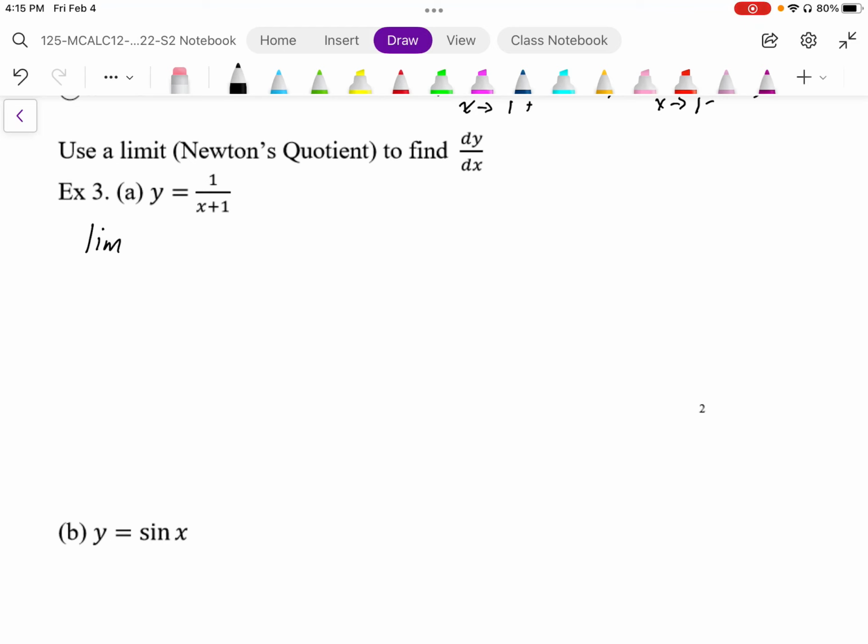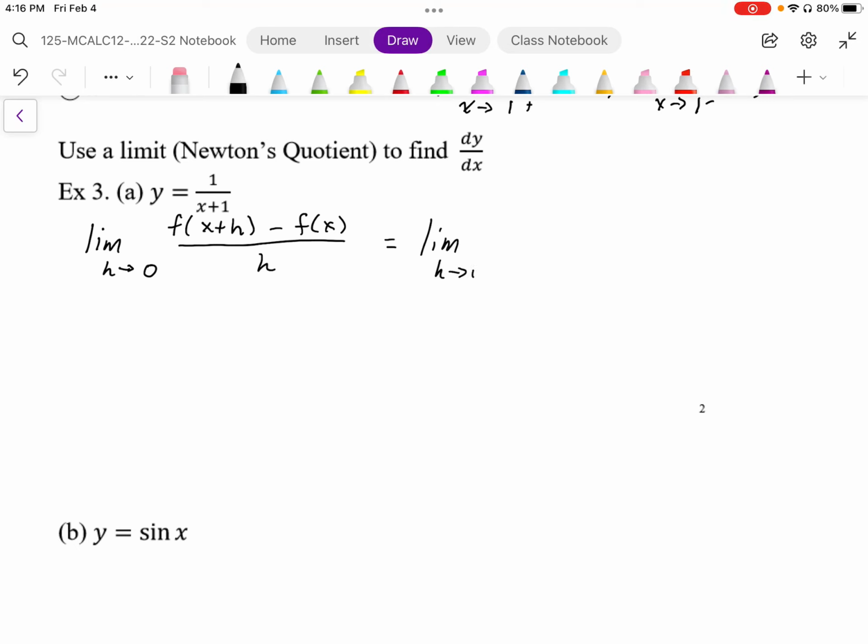So the limit as h approaches 0 of f of, and maybe I'll write this in its general form, f of x plus h minus f of x, over h. So this is basically the rise over the run as the run goes to 0. Okay, so this is slope. So for this particular example, it's going to look like this.